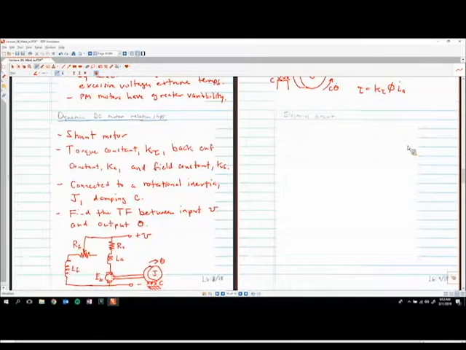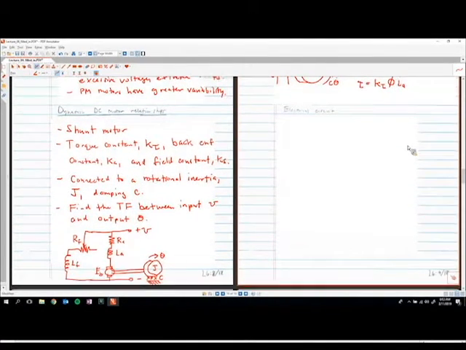Okay, so the electrical circuit. So this is where it gets more complex. The mechanical system should be pretty familiar to you all. So just recreating the electrical circuit here. Voltage across the terminals.